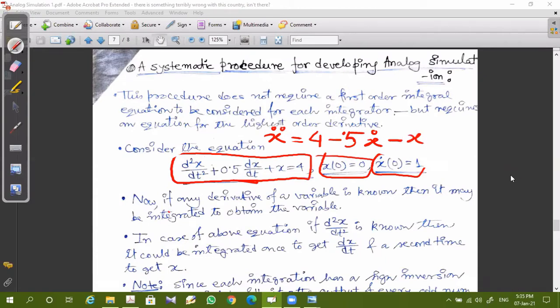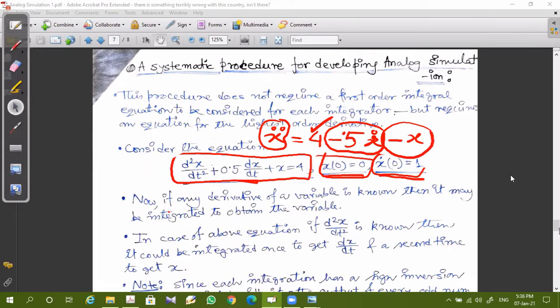So this x double dot will be dependent on a function of a constant input and minus 0.5 x dot. That is, you integrate it once to get x dot, then feed it back to the input, and then you integrate this again to obtain x and then feed it back. So this is a simple connection with, at each of the integrators, you need to incorporate the respective initial conditions. So this is how you should proceed with this.